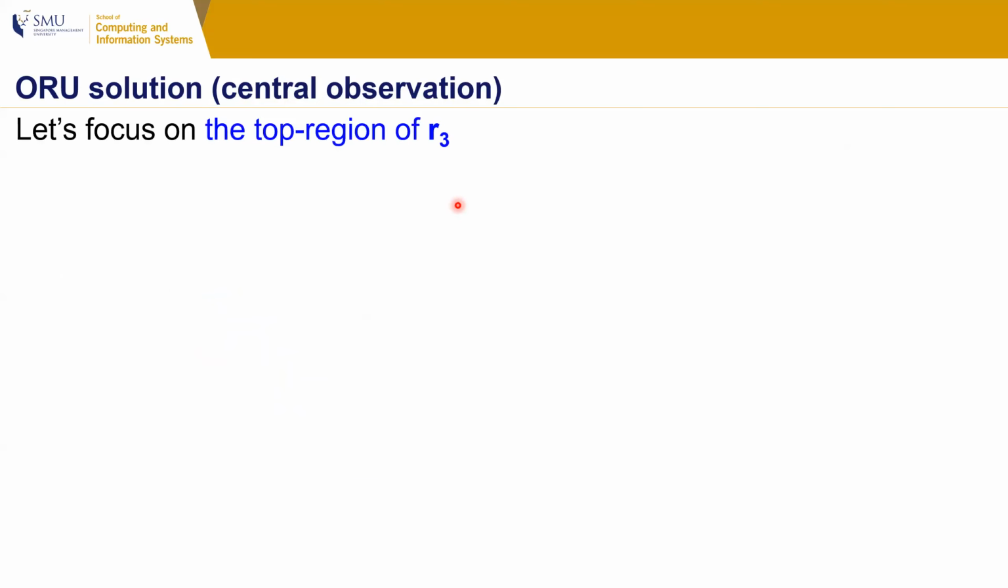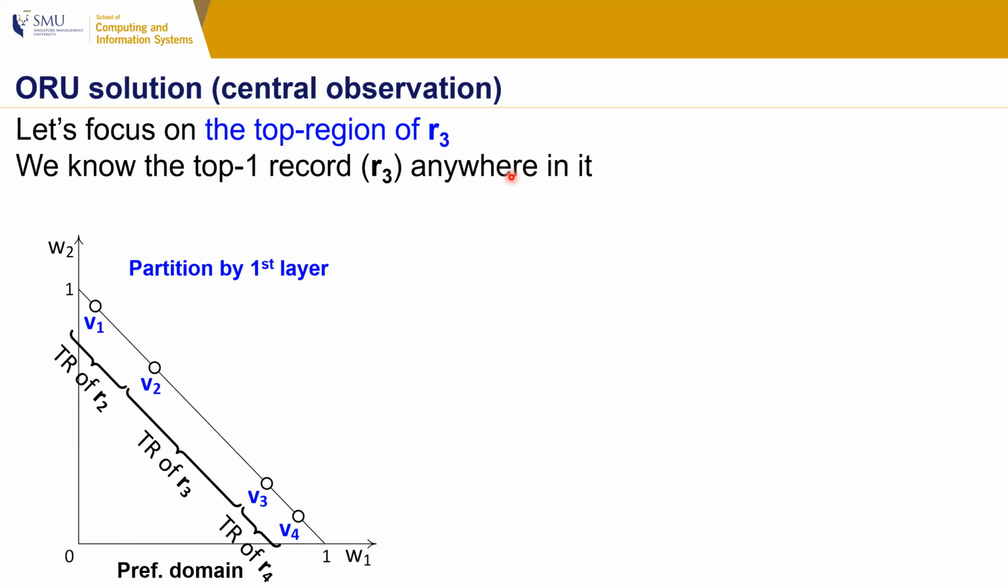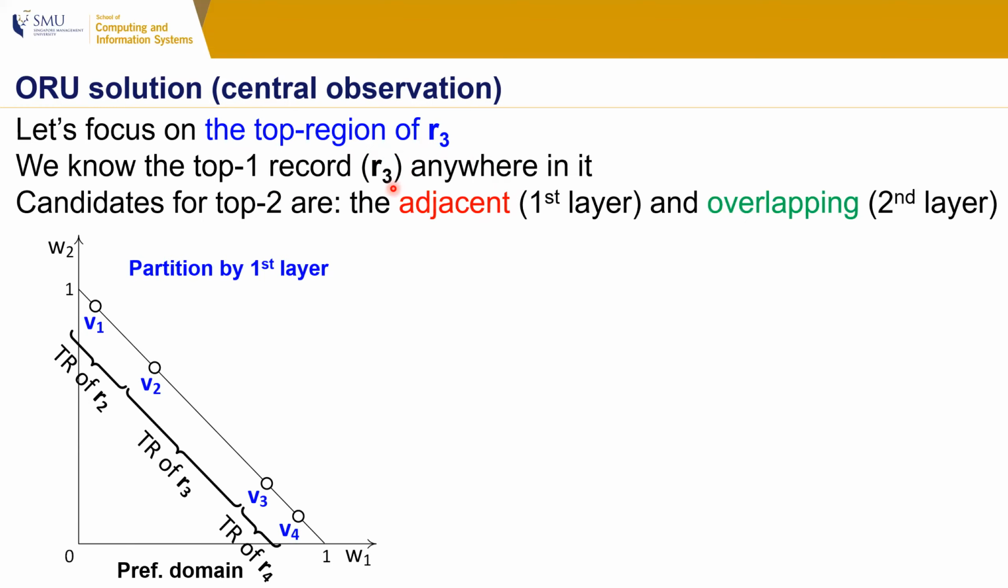So let's focus on the top region of R3. Now, R3 belongs to the first layer. So we know that the top one record for any preference vector inside the top region of R3 is, of course, going to be R3. Let's see what happens, however, with preference vectors in that top region of R3. Which records are possibly the top two, which may rank after R3?